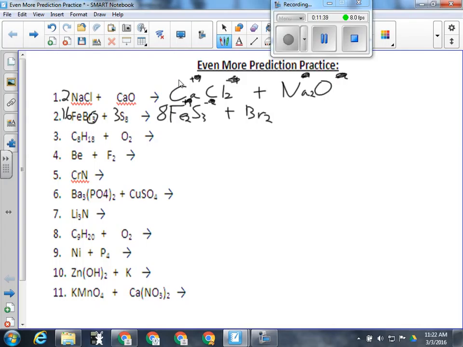All right, 16 times 3 for my bromines is 48 bromines. So I got to go over here, and I got to put a 24 in front of bromine. All right, I've got 48 bromines and 48 bromines. Okay, I've got 24 sulfurs and 24 sulfurs. I got 16 irons and 16 irons, and I can't reduce anything down because of that 3. Those are my final balancing numbers.